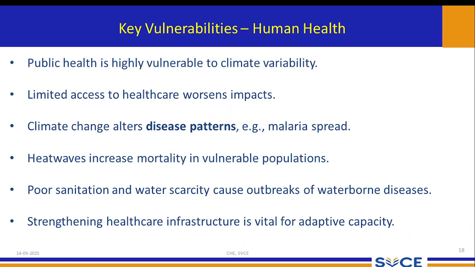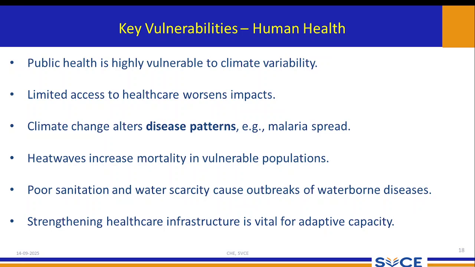Key vulnerabilities for human health. Public health is highly vulnerable to climate variability. As I told you, it is very hard. We could not concentrate, we could not study, we could not do things. We don't feel comfortable, right? So that is one thing. Human health, the human potential, is getting affected. Limited access to health care worsens impact. Climate change alters disease patterns.